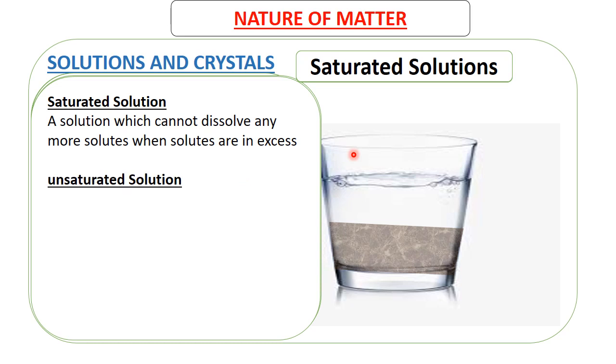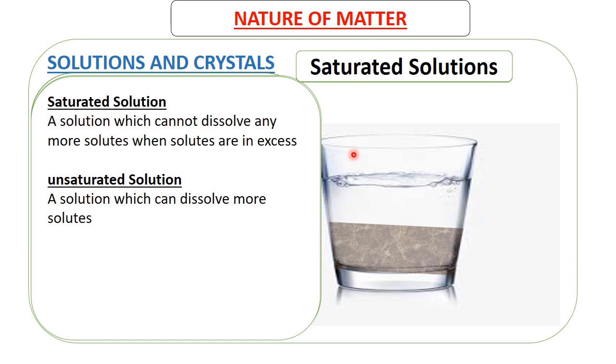So a saturated solution is a solution which cannot dissolve any more solutes when solutes are in excess. The opposite of this is called an unsaturated solution, which is defined as a solution which can dissolve more solutes. So initially, when you put sugar into that water and the sugar could dissolve, that was a solution in its unsaturated form. But as you kept on adding sugar, a point was reached when the solution became saturated.